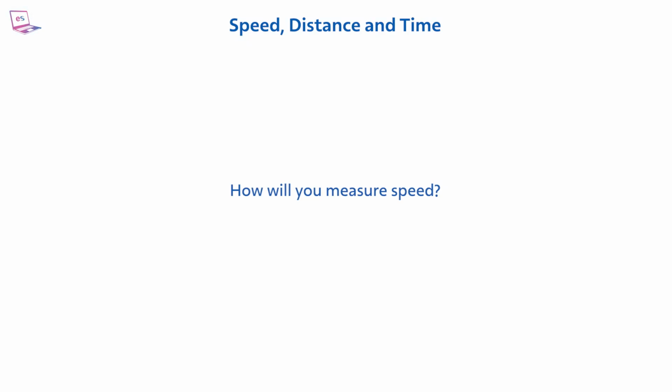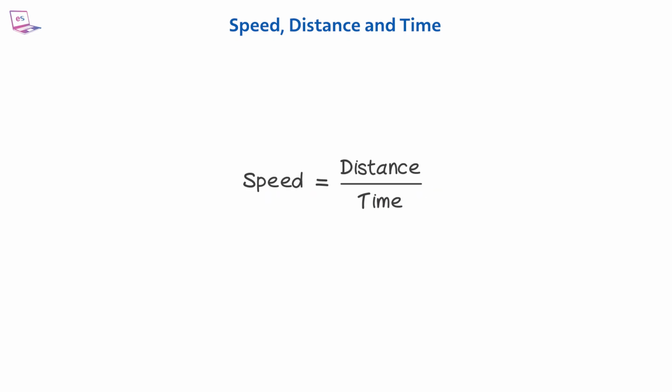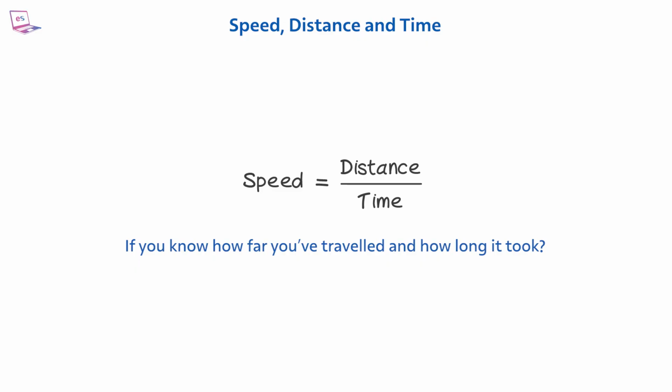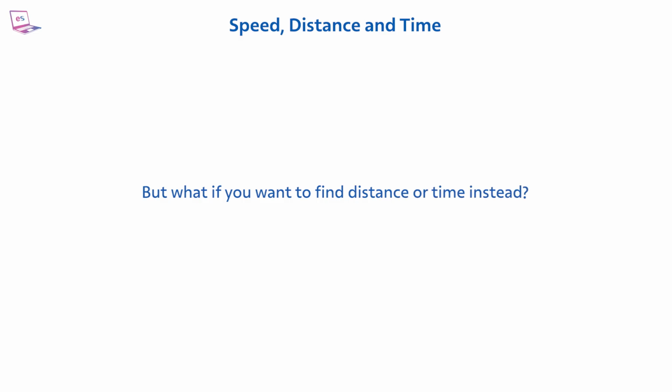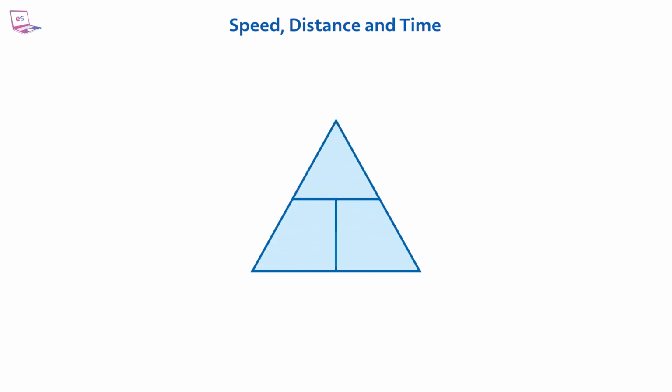How will you measure speed? Speed is the distance traveled in unit time. If you know how far you've traveled and how long it took, you can calculate your speed quickly. But what if you want to find distance or time instead? That's where the formula triangle comes to the rescue.